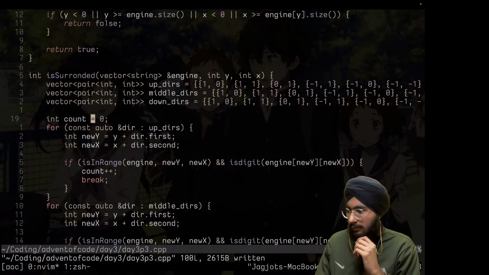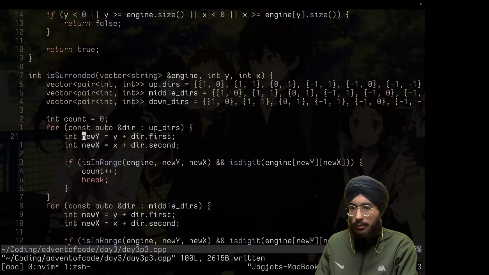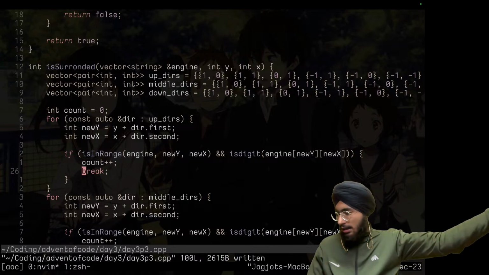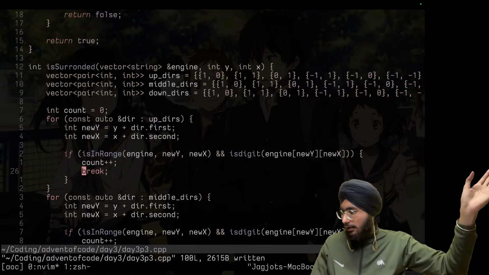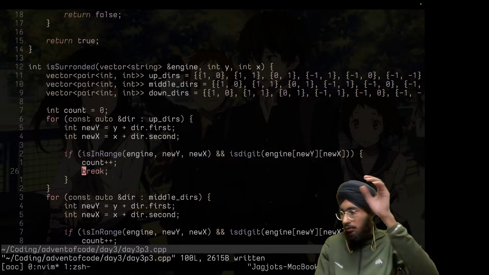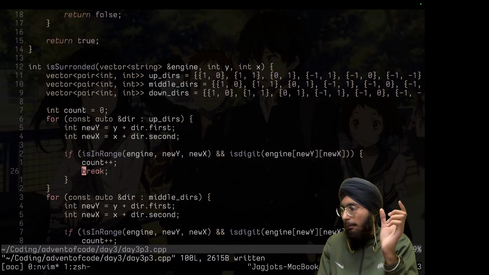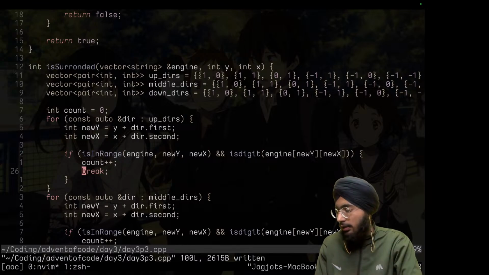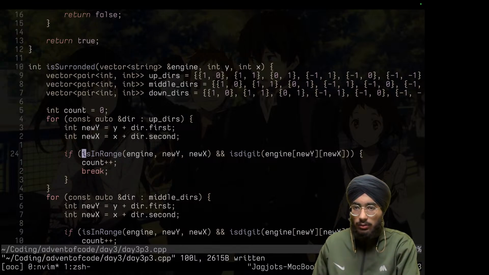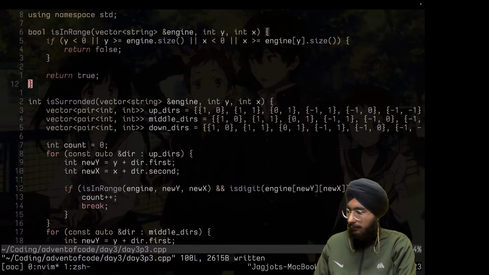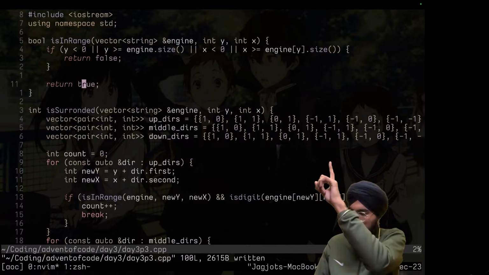And this break statement, count plus plus and break, we are gonna start seeing from the leftmost part, the rightmost part, right? So that we can get an upper bound on how far we need to iterate for getting that number, which is connected to the gear. So we need to modify this thing, all of this. I need to modify this.